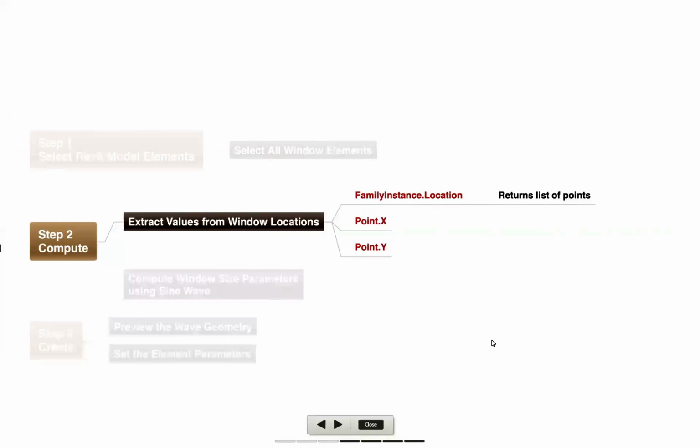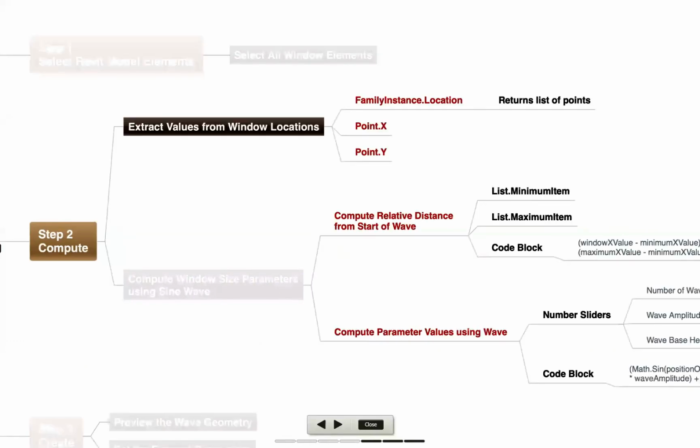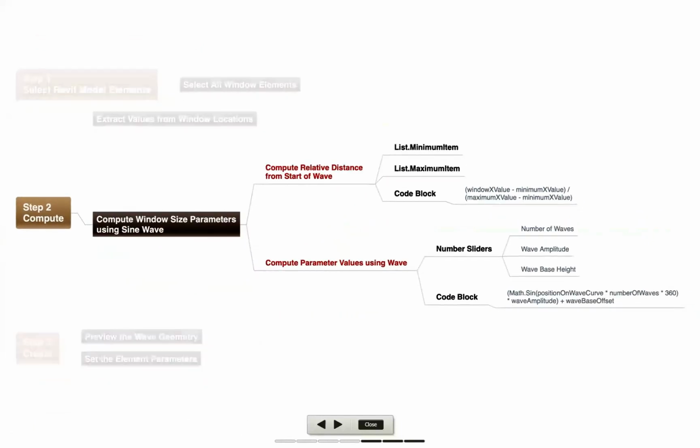Then we're going to use that information. What we'd like to do is basically compute a relative distance from the very first item to the last item so that we can use that to try to create a wave. What we're going to do is figure out what that relative distance is and then compute some parameter values using a wave function. So we're going to do a number of waves, a wave amplitude, and a wave base height. Based on the location, how far away things are from the first window, we'll then go through and compute a new value to create a sine wave as we move away from that first window. Okay, so let's take a look at how that's implemented.